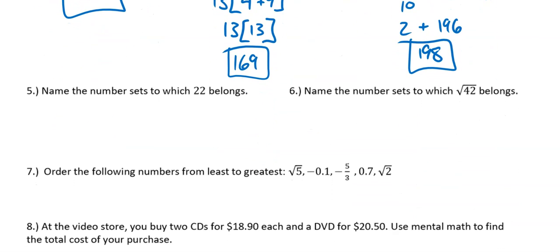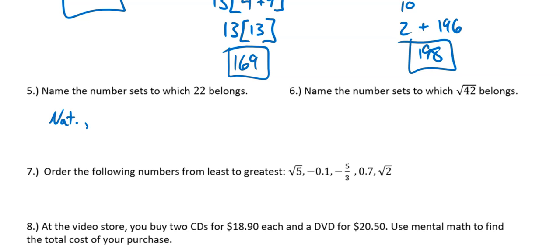If I look at something like this, it says, name the number sets to which 22 belongs. Remember, if we're talking about the real numbers, they are broken into two big categories, the rational and the irrational numbers. And then the rational numbers are broken down into a bunch of little categories. We have the integers, the whole numbers, and the natural numbers or the counting numbers, okay? When you look at something like 22, we're trying to determine what's the smallest category that it fits into. The smallest category is the natural numbers, okay?